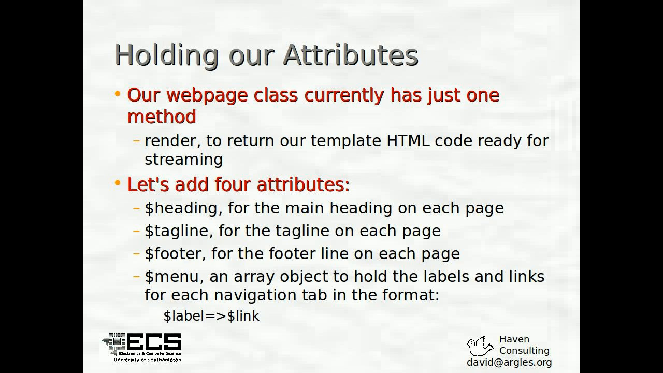So our web page class currently has just one method, which is render. That returns our template HTML code ready for streaming. It would be good to add some attributes, so let's add 4 attributes.